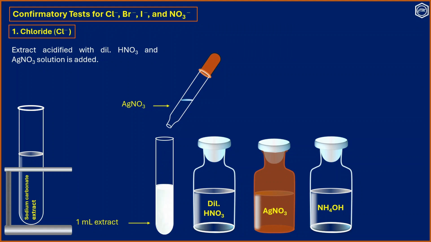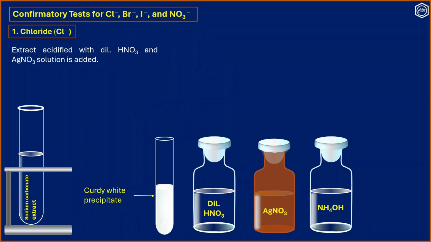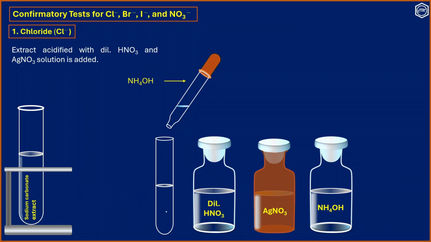And we observe the formation of a curdy white precipitate. This confirms the presence of chloride ion. Now, this is ammonium hydroxide. We add a few drops of ammonium hydroxide to that. The precipitate is due to the formation of silver chloride, and silver chloride dissolves in ammonium hydroxide. So the confirmatory test for chloride is that when you add silver nitrate solution to a little of the acidified extract, a curdy white precipitate will be formed and it is completely soluble in ammonium hydroxide.